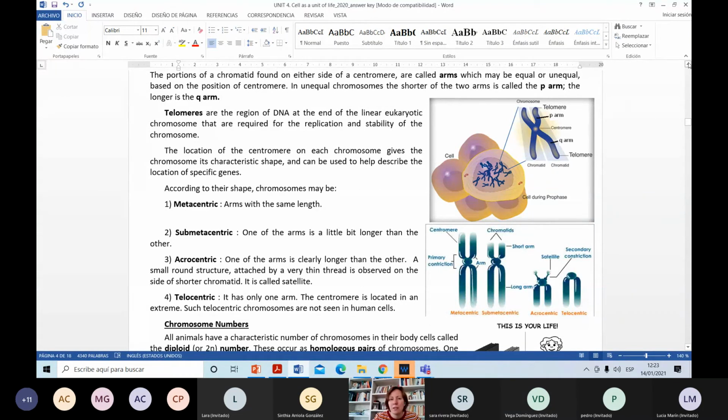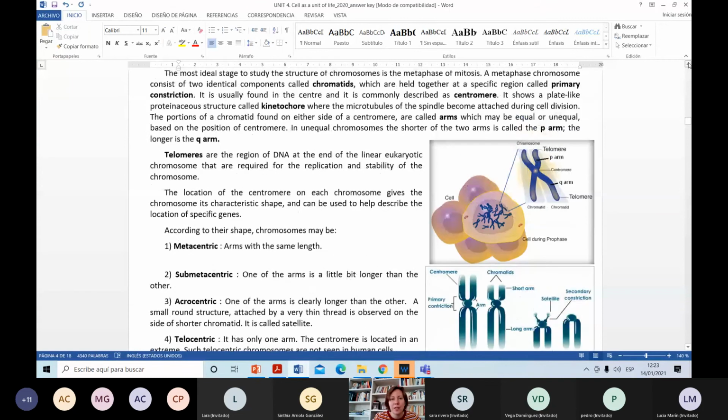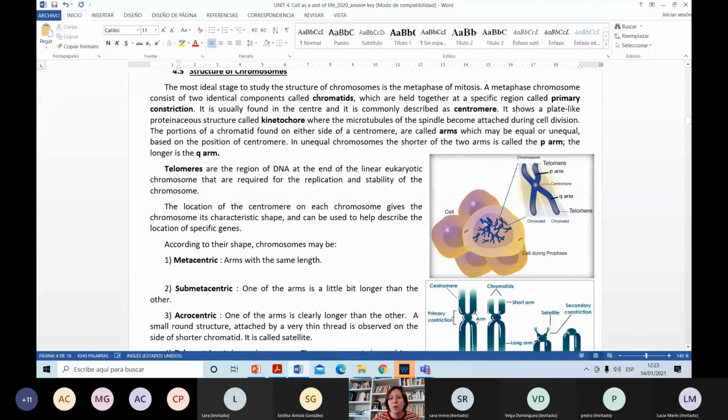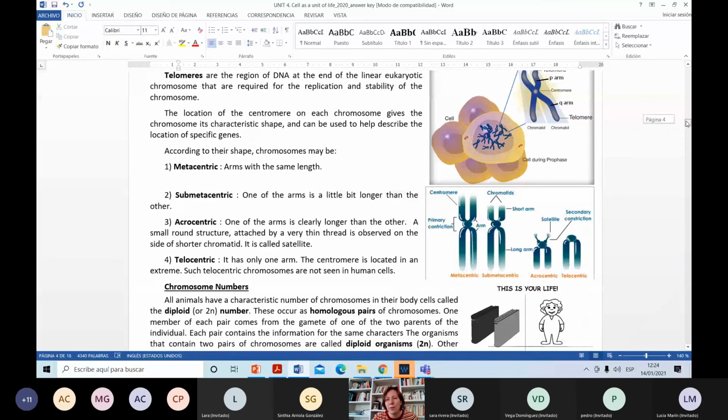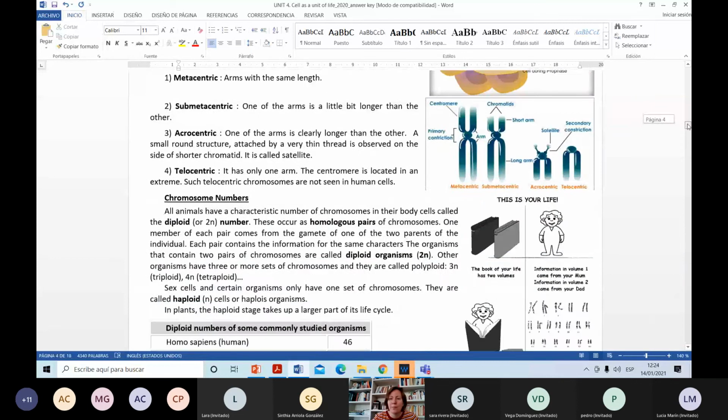So we can say that it is the component or the part of the chromosome that are joined by the centromere. Is the structure that two sister chromatids are joined by the centromere to form a chromosome. That could be the answer. Two sister chromatids are joined by the centromere to form a chromosome. Okay.